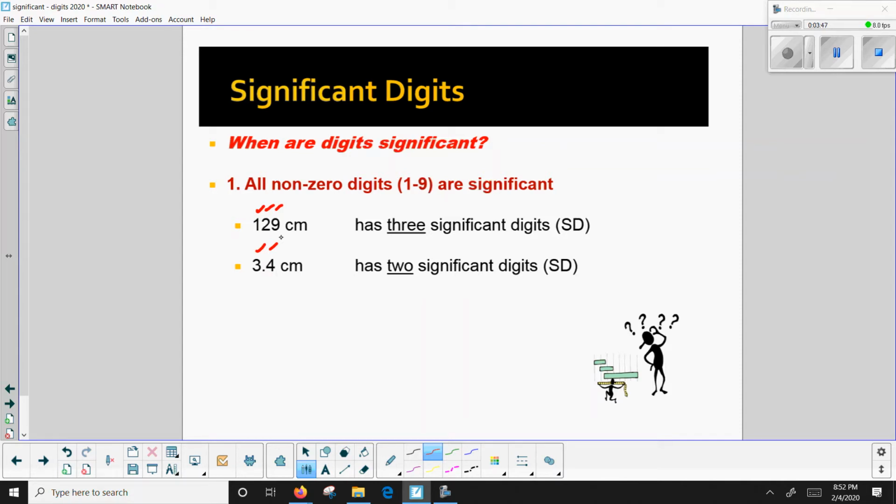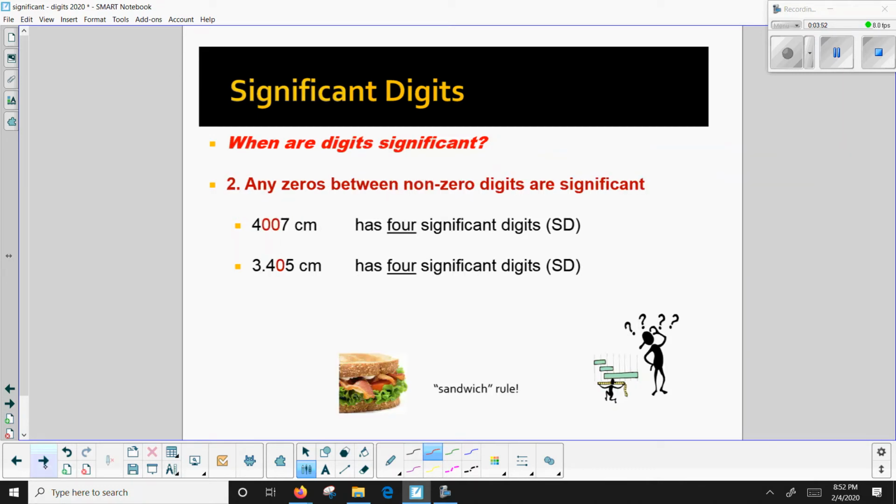So this means we really have to be careful when we're dealing with zeros. Zeros could be problematic. Let's look at some examples. What would happen if you have zeros between the digits 1 to 9? Let's look at 4007. If I'm measuring something and I can be confident in this last digit, everything else in between must also be a good part of the measurement. These are called sandwich zeros. So I've got the 4, the 7, and everything in between must be a good part of the measurement. So I've got 4 significant digits.